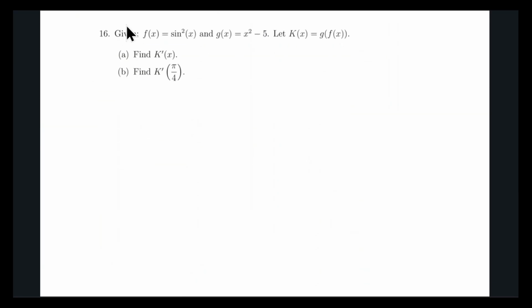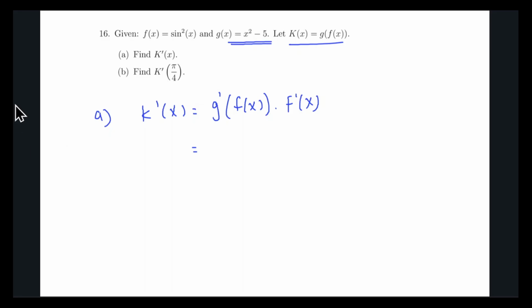Finally, we have this last question. This is a composite function, or nested functions. We are given k(x) as a composition, and we need to find k prime x and then k prime of pi over 4. So k prime x is going to be first the derivative of the outside guy, which is g prime, and the inside guy remains as it is. And then we differentiate f, which is f prime x. So we know g, we don't know g prime. Obviously, we need to find that.